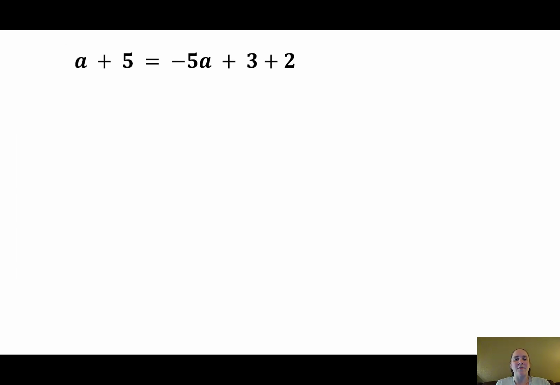I've got a plus 5 equals negative 5a plus 3 plus 2. So the first thing I notice is I have some like terms, the 3 and the 2, which if I add those together give me 5. So I end up with a plus 5 equal to negative 5a plus 5. So now from here, I need to get my variable onto the same side.